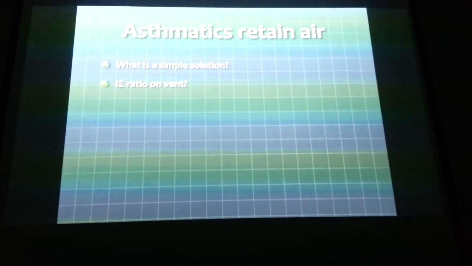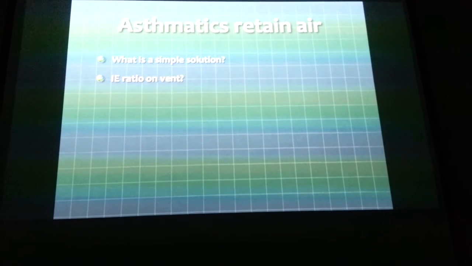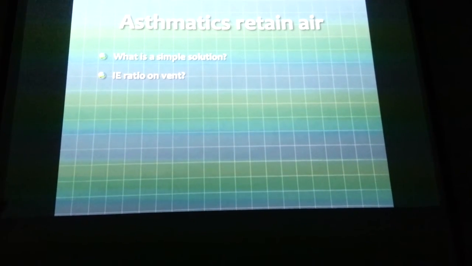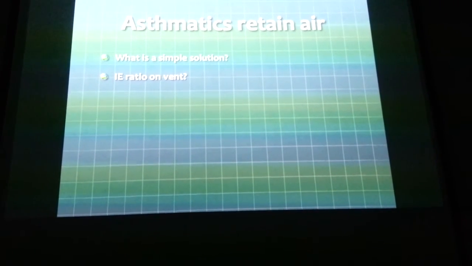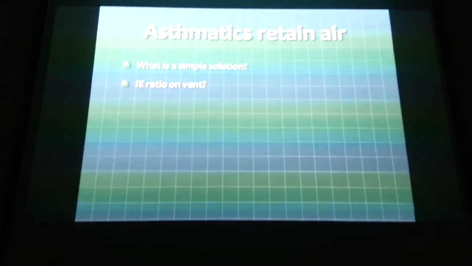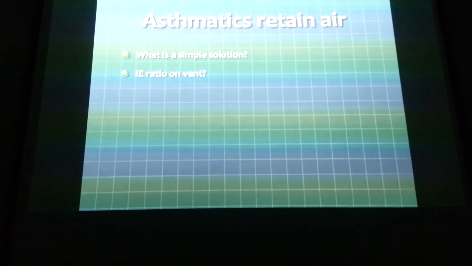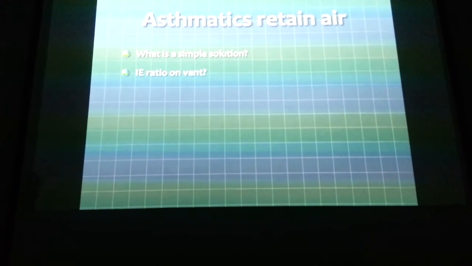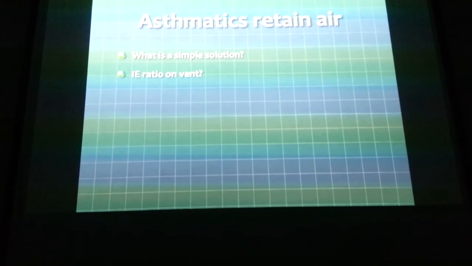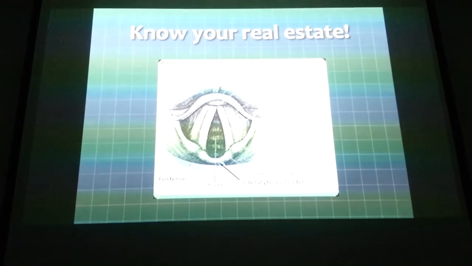Asthmatics retain air. What is a simple solution? Well, how do we lower the I:E ratio on the vent? Instead of getting in there and actually manipulating the I:E ratio, you drop the respiratory rate. By dropping the respiratory rate, you drop the I:E ratio so they have prolonged expiratory time. If they still have high pressure alarms going on, take them off the circuit. They're probably going to be paralyzed for this or deeply sedated to do this. Push on their chest and let that air come out. Put them back on the vent. You've just burped them.